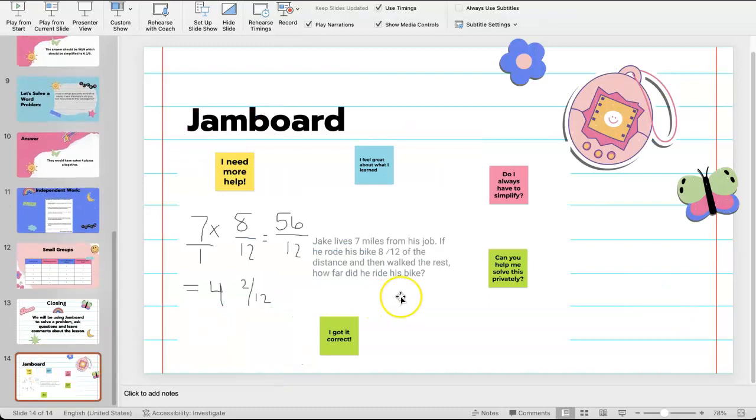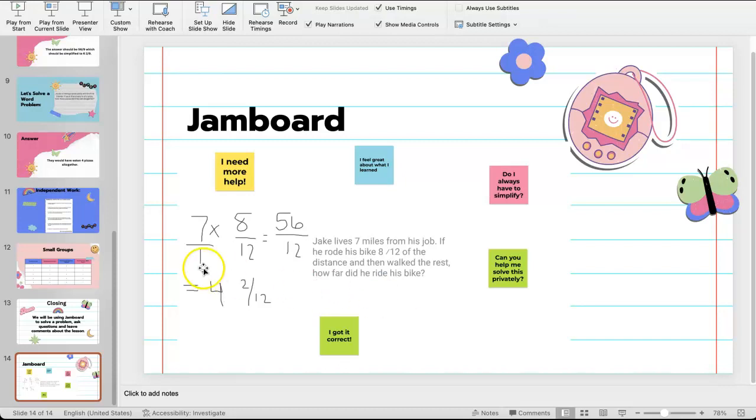Here is the Jamboard that students created. They were to respond to the problem: Jake lives 7 miles from his job. If he rode his bike 8/12 of the distance and then walked the rest, how far did he ride his bike? These were the student responses that I received. I need more help. I feel great about what I learned. Do I always have to simplify? Can you help me solve this privately? And I got it correct.